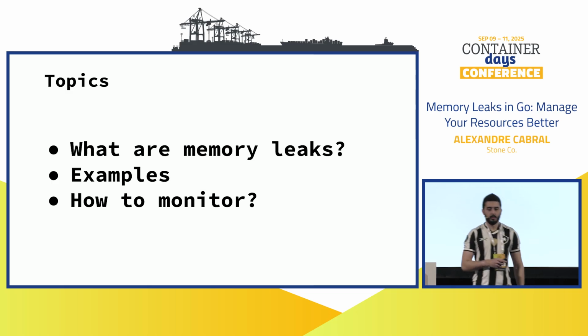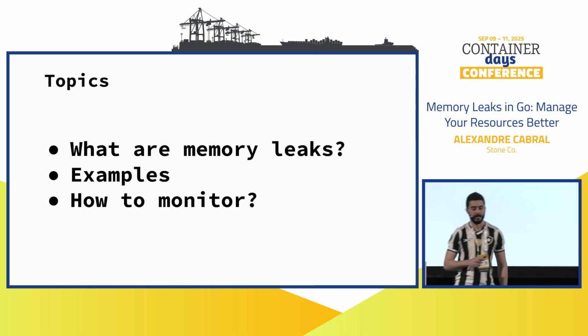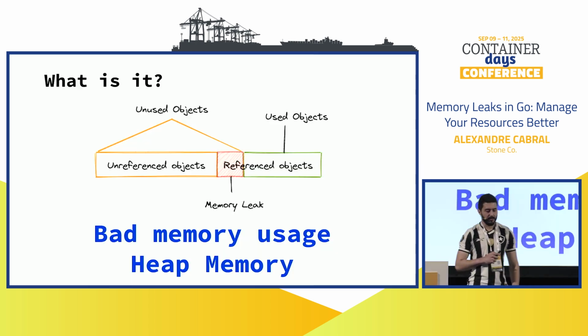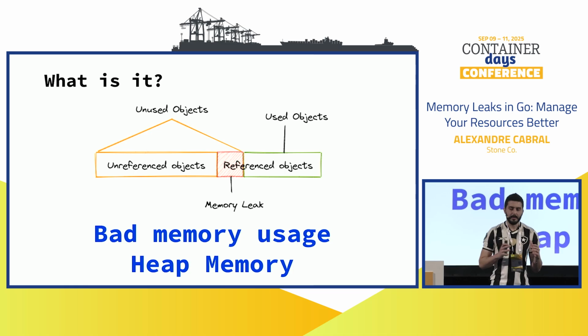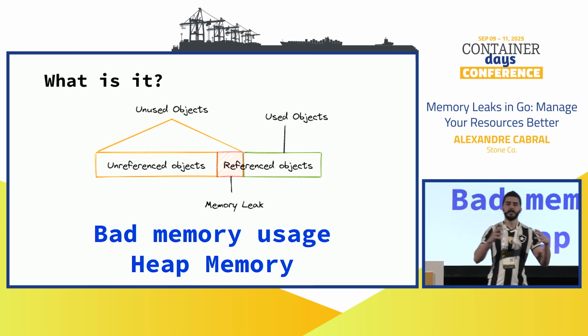So we'll discuss what memory leaks are today, some examples, and how to monitor them. So let's start with memory leaks itself. Basically, a memory leak is bad memory usage. It happens when you have some kind of object that's being referenced, but actually you don't need it anymore. But since you are referencing it, it still has an address in memory. And usually it has something to do with heap memory.